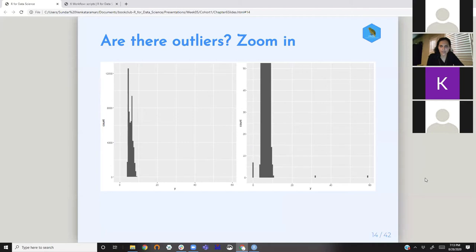reduce the limit on your Y axis, and you can start to see that you have some weird looking outliers that are sticking out here, like at zero, at about 30 and about 60. So what's going on there?